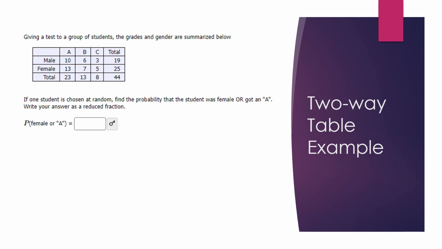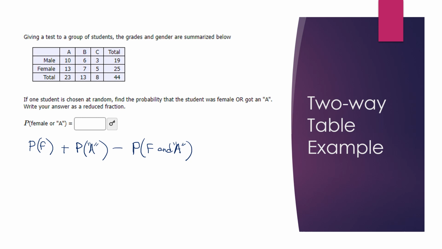For this example, we're going to use a two-way table. Notice that the rows have 2 options, male and female, but the columns now have 3: A, B, and C. If one student is chosen at random, find the probability that the student was female or got an A. So for the formula, I would need the probability of female, and I'll just use F for female, plus the probability of an "A", and they put it in quotes, so I'll do the same. And then we're going to have to subtract that overlap, where it is a female and an A.